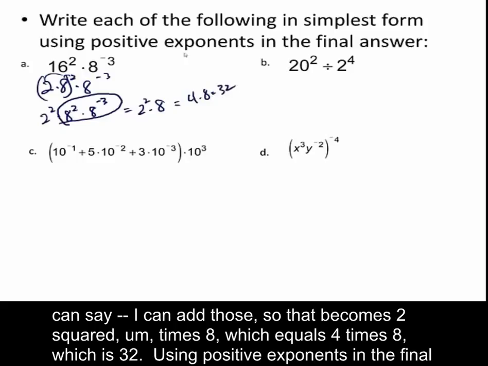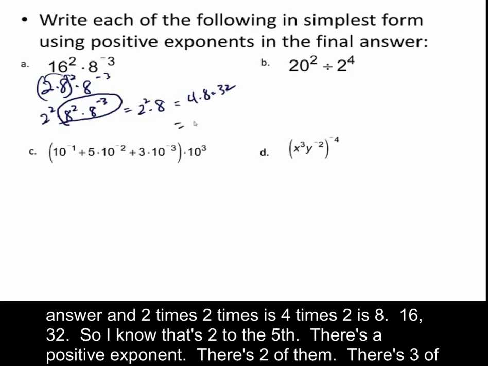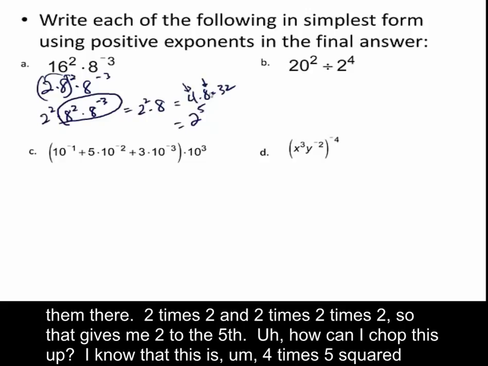Oh, using positive exponents in the final answer. And 2 times 2 is 4, times 2 is 8, 16, 32, so I know that's 2 to the 5th. There's a positive exponent. There's 3 of them there, 2 times 2, and 2 times 2 times 2, so that gives me 2 to the 5th.